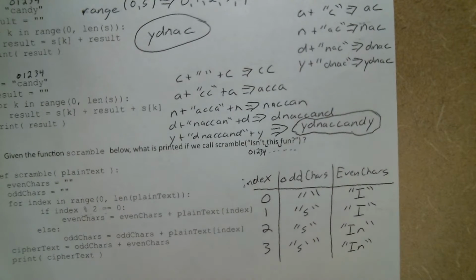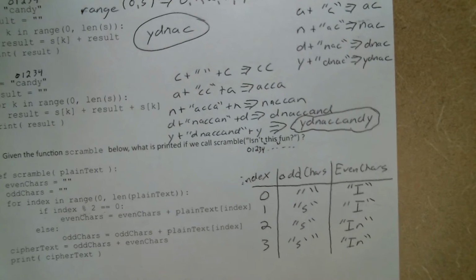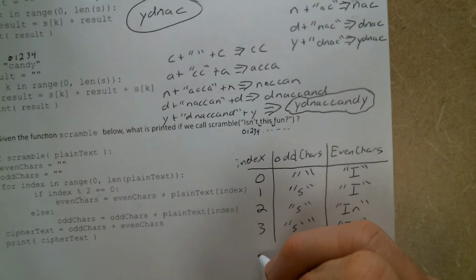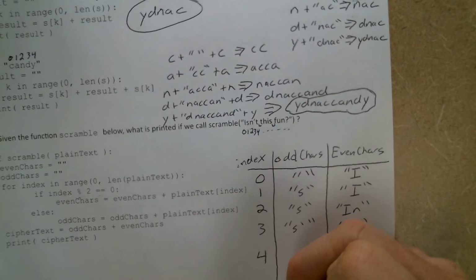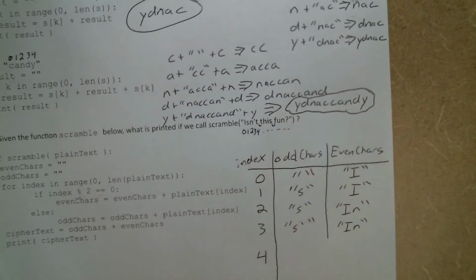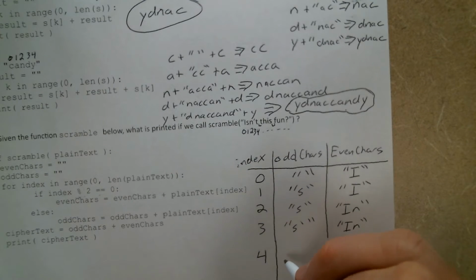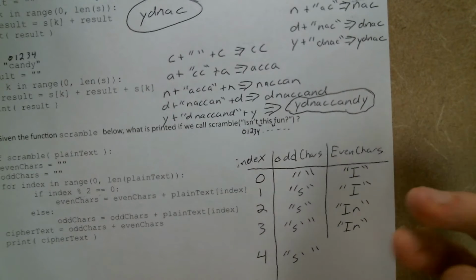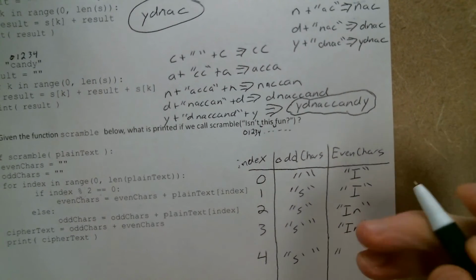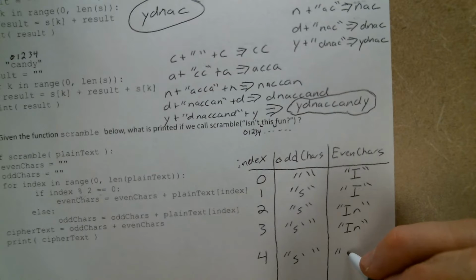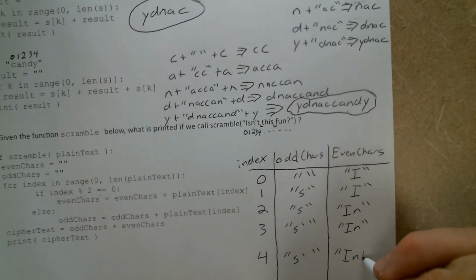All right, and we'll do a couple more of these. I'm not going to do the whole thing because you see the pattern at this point, but we'll do 2 more. So 4, again, is evenly divisible, so that is going to go into the even characters variable. So we've got S apostrophe, that part's staying the same, and then this is picking up that next character, which is a T.